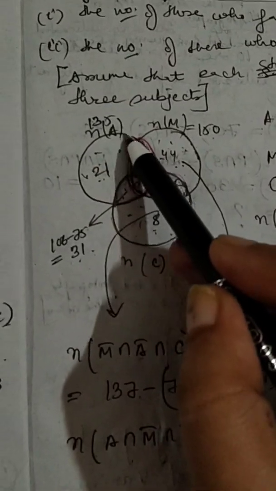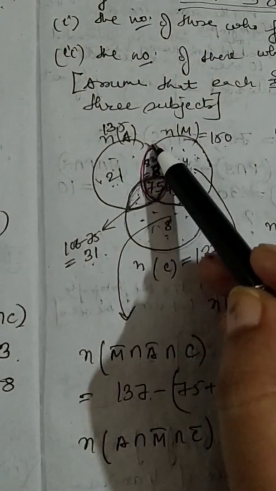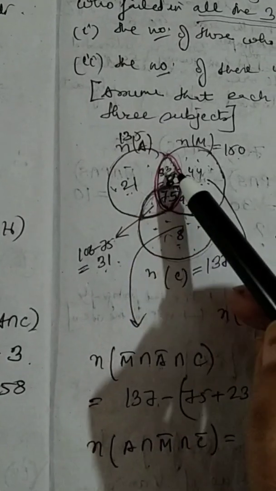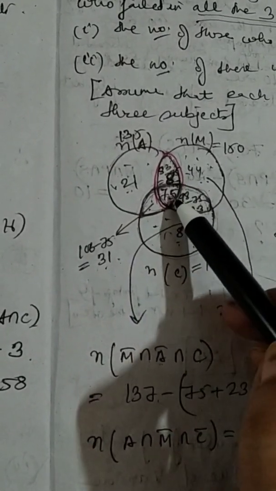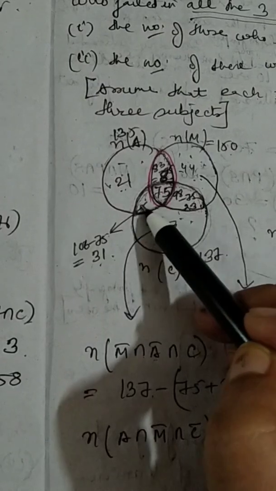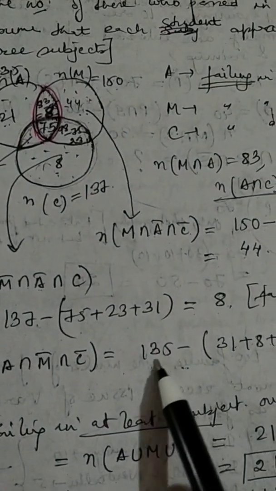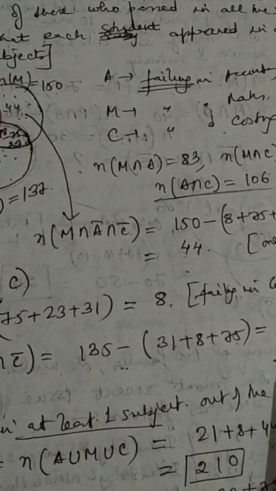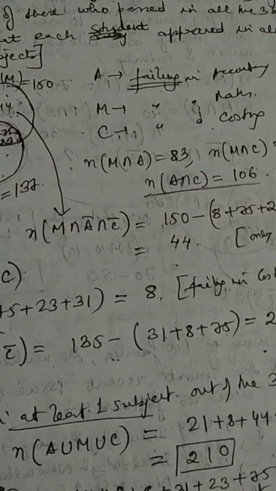Then comes failing in accountancy only, that is this portion over here. How will I get it? The total is 135. From there subtract 8, 75 and 31. These three regions, and I think I've written here 135 minus 31 plus 8 plus 75. That gives me 21. That is failing in accounts only.